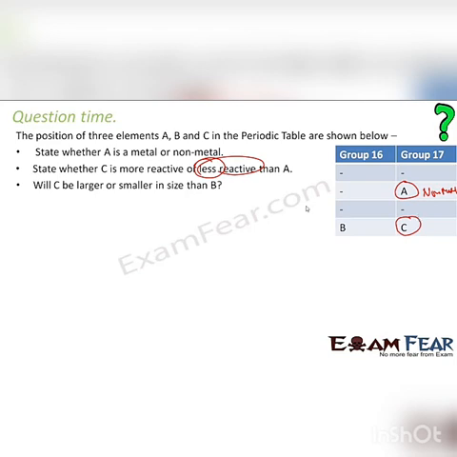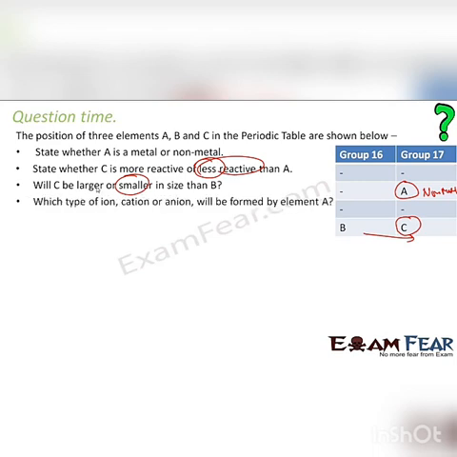Will C be larger or smaller than B? If you compare C and B, C has to be smaller because the number of shells is the same, but as you go from B to C, the nuclear charge becomes more powerful, right? It will attract electrons more compared to B, and thus the size will decrease. So you can see that C is smaller than B.